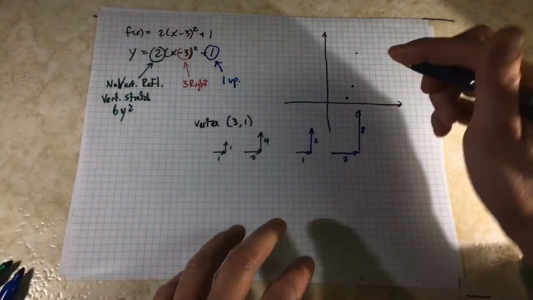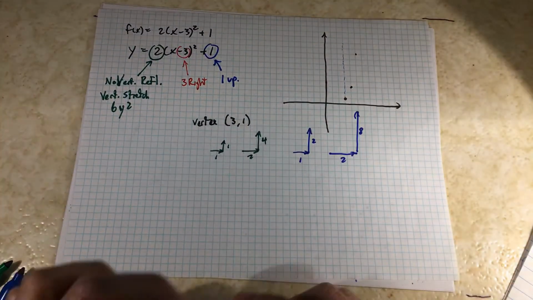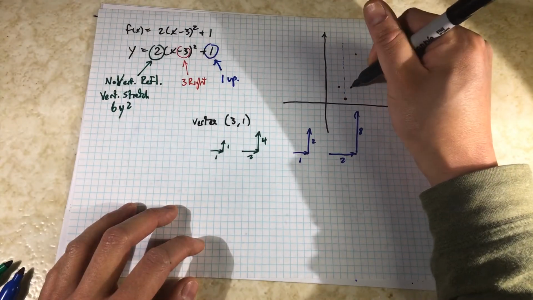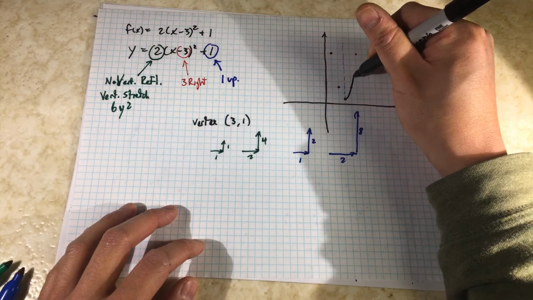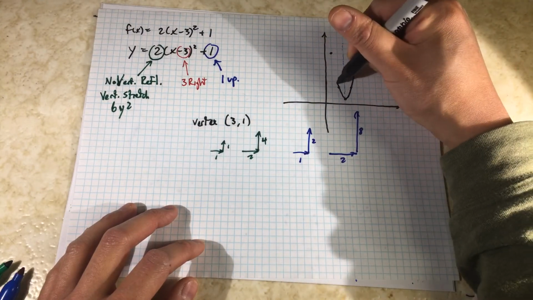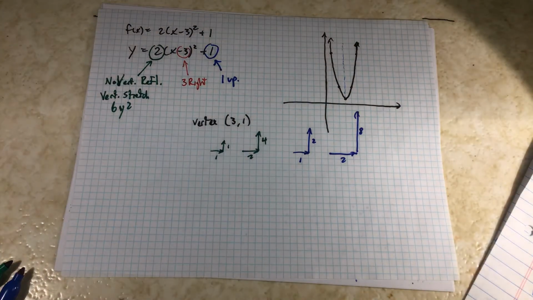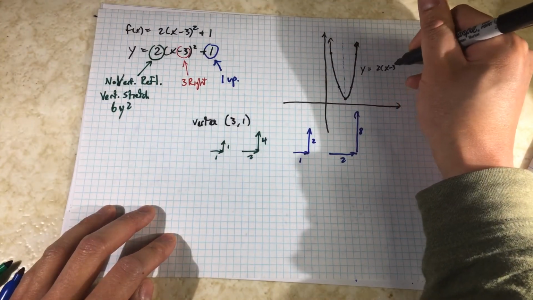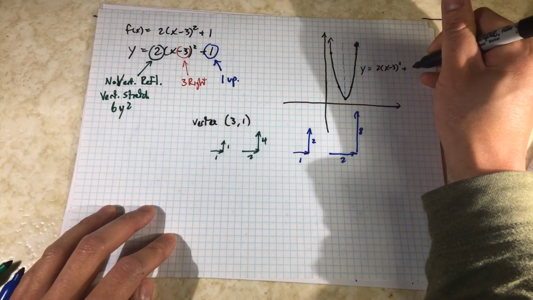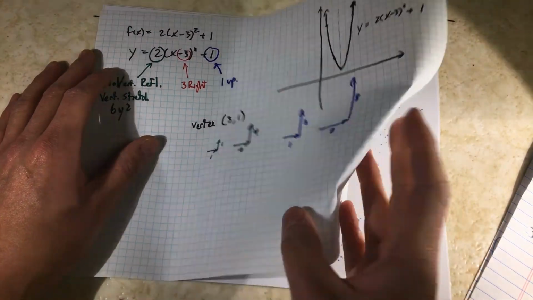And again, I have this line of symmetry, so it should be on the other side of this. It should be a mirror image. Okay, and that would be my graph, y equals 2 (x minus 3) squared plus 1. All right, so I'm going to give you one to try out on your own.